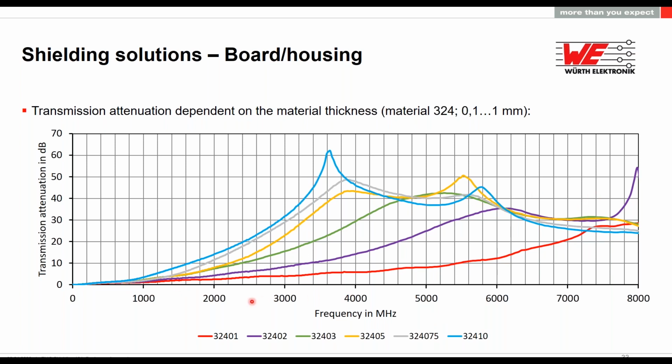As you can see, if we need to shield at higher frequencies, for example higher than 8 GHz, it's recommended to use thinner materials because they are able to preserve this attenuation effect for higher frequencies. If we need more attenuation, we can use thicker materials. But the attenuation peak is shifted to lower frequencies.